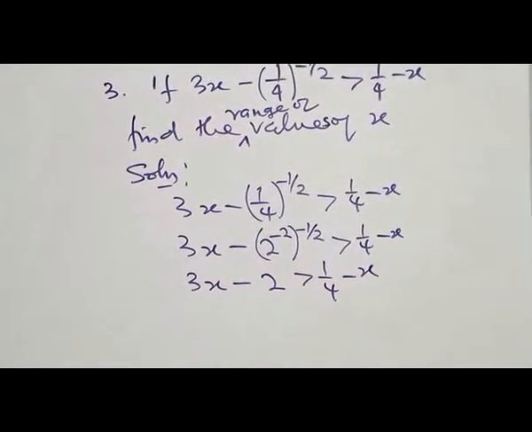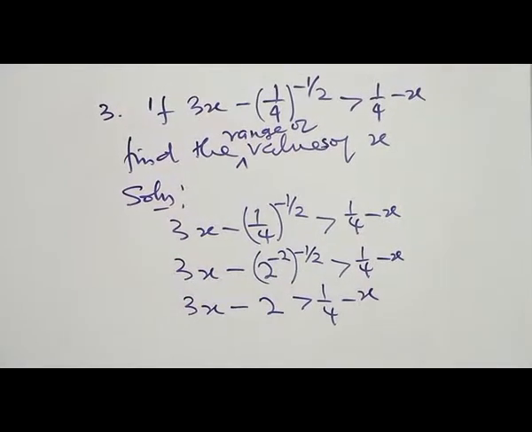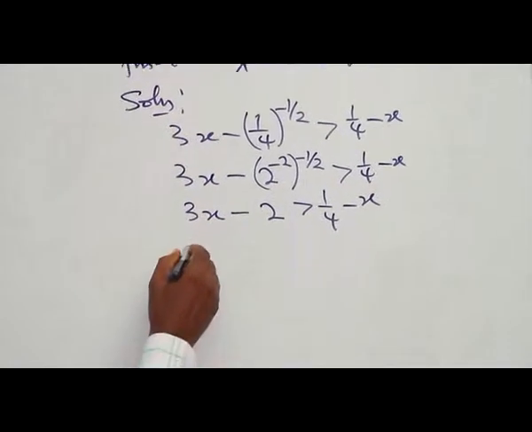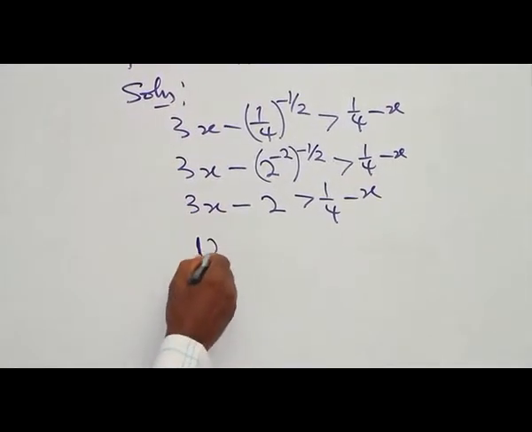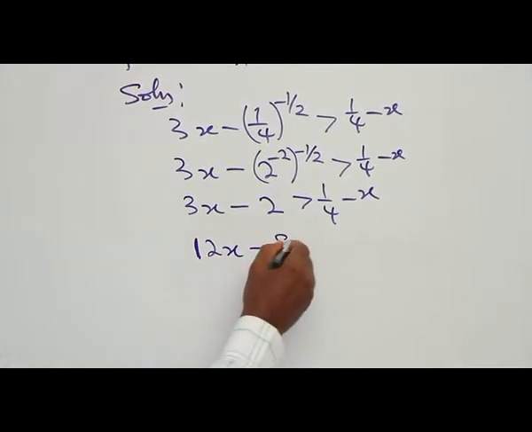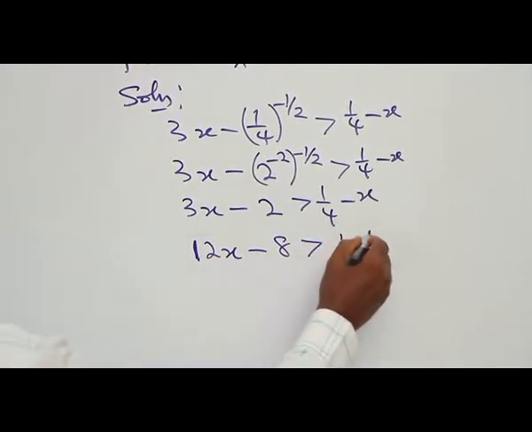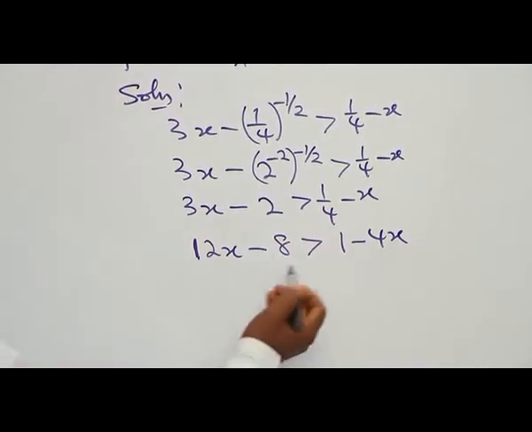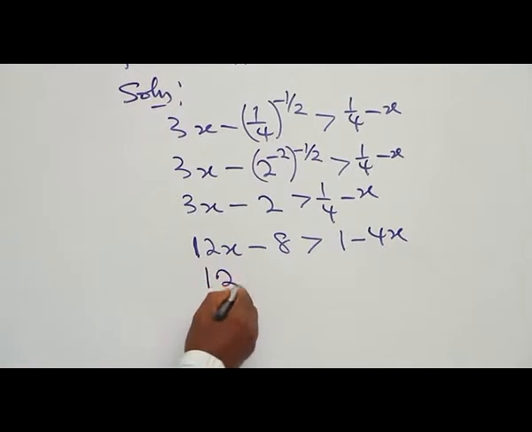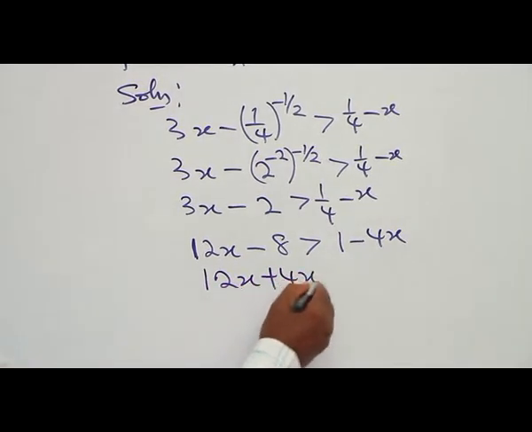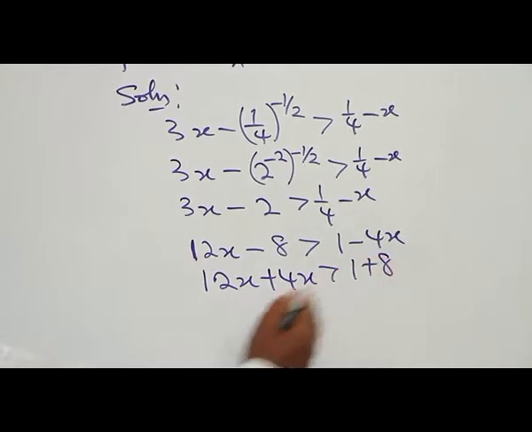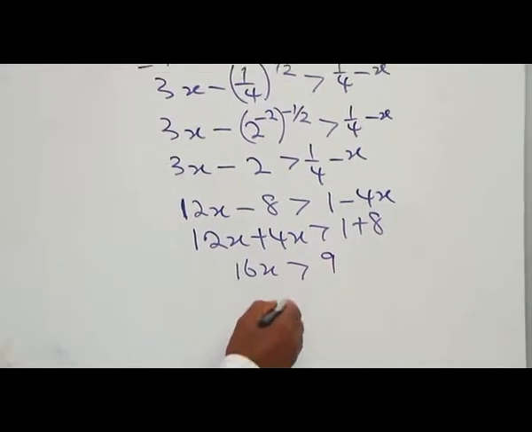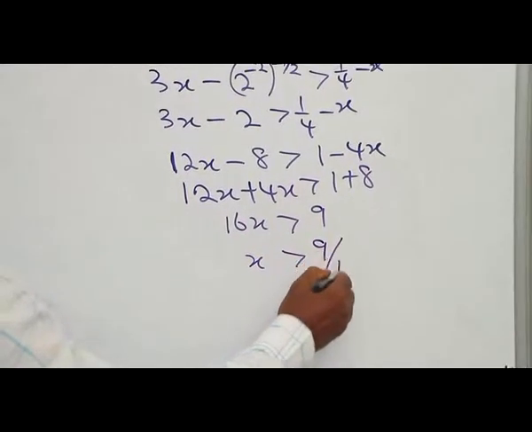The next thing now is to clear the fractions by multiplying all through every term by 4. So multiply by 4, so we now have 12s minus 8 is greater than 1 minus 4s. Now that we have cleared the fraction, you collect like terms. 12s plus 4s is greater than 1 plus 8, and this is 16s greater than 9. So that your s is greater than 9 all over 16.